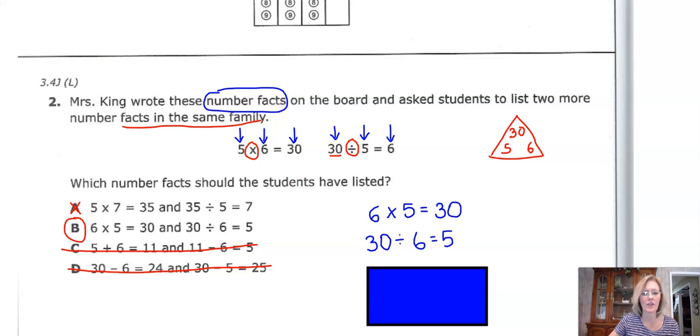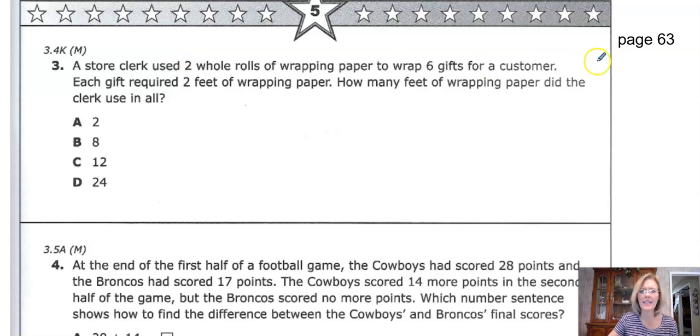Now I'm going to go to our next page. Our next page is page 63. On page 63, these are a little more challenging. The problems are going to get just a little bit harder, but we're going to work through these two together. On this one, it says, a store clerk used 2 whole rolls of wrapping paper to wrap 6 gifts for a customer. Each gift required 2 feet of wrapping paper. How many feet of wrapping paper did the clerk use in all?